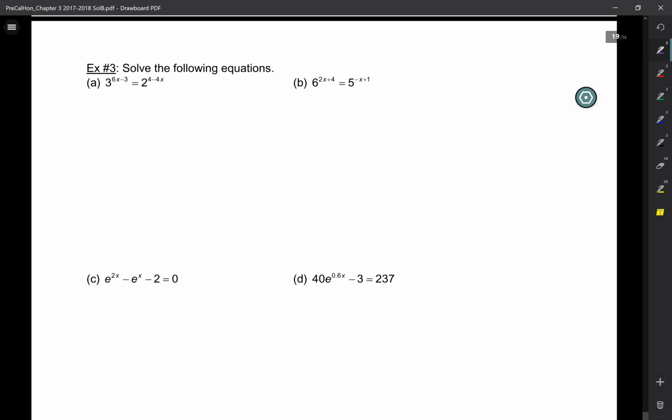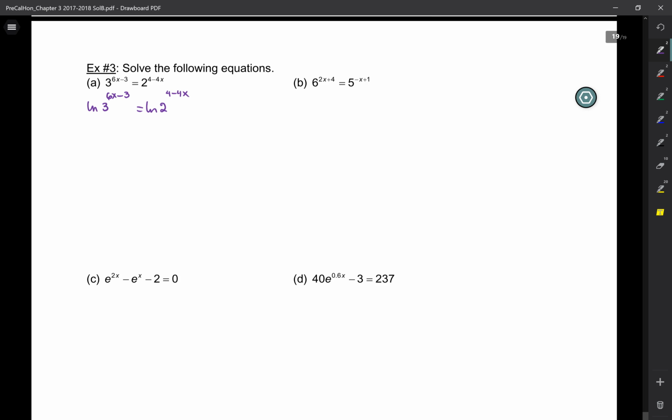Okay, now I have a base of 3 and I have a base of 2. They're different bases, but I'm going to take the same logarithm of both sides. So what I'm going to do is take the ln of both sides, and it's going to look like this. ln of 3 to the power of 6x minus 3 equals ln of 2 to the 4 minus 4x. Now, don't freak out on me. We can figure this out.